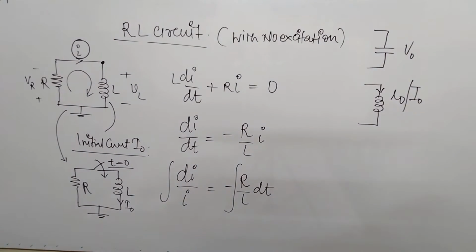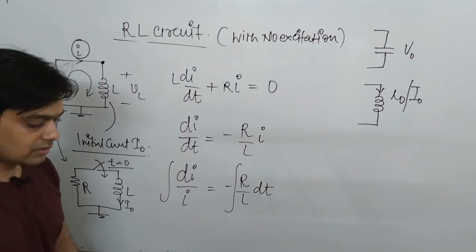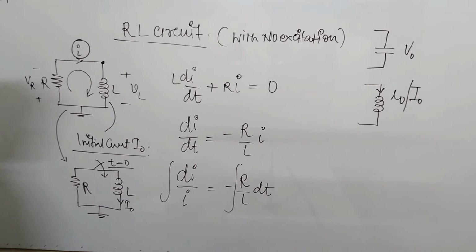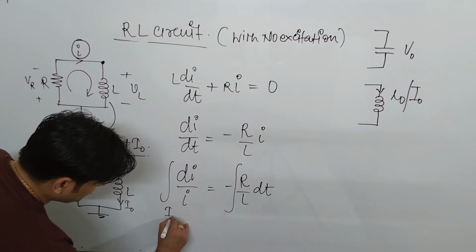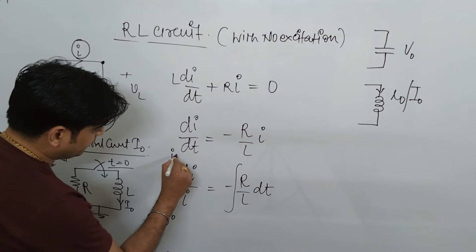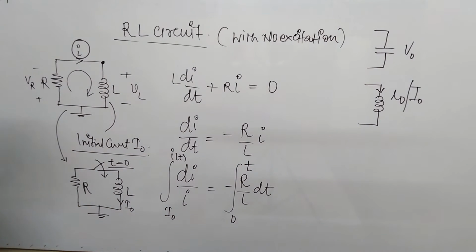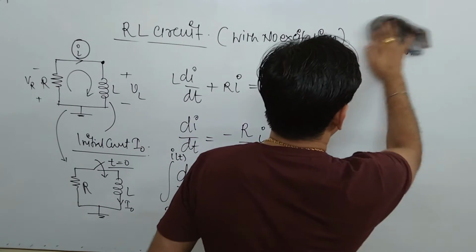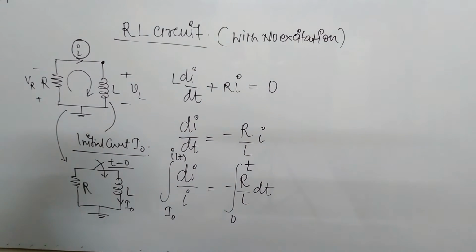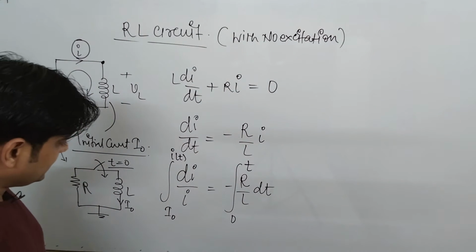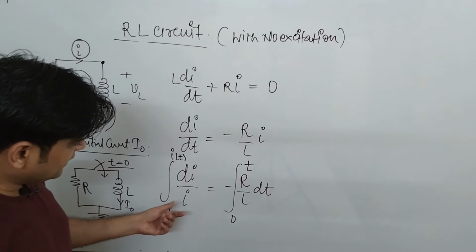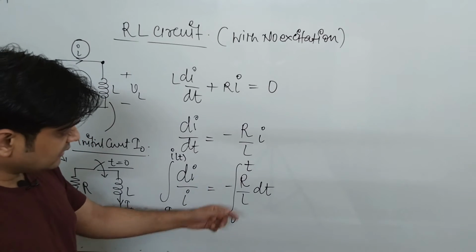This is all about the condition for an inductor. Similarly, like the capacitor, if we go for its integration, let this initial value be I0 and it goes to a final value of I(t). So this is from 0 to t. From here if you integrate this, it is I0 to I(t) under di by I, equal to 0 to t of minus R by L dt.